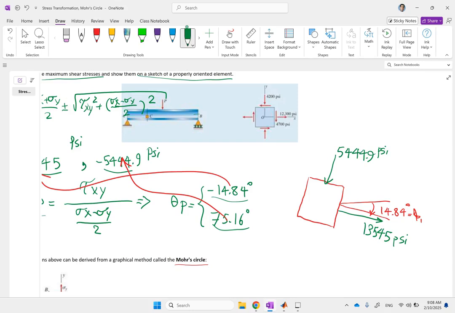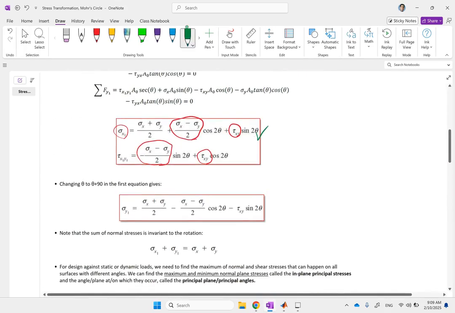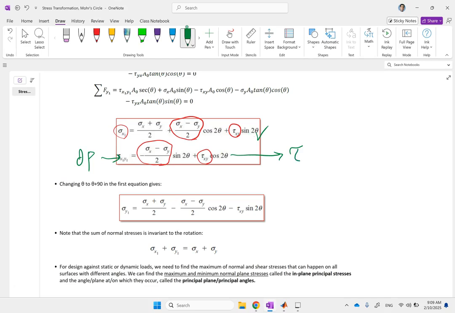Okay, and then one big question that comes up is, how much is the shear stress on these planes? So we found the normal stress on these planes, theta p1, and this one here, the angle of normal, this one is theta p2. But the question is, how much is the shear stress? And you can easily verify that if you plug theta p into the shear stress formula, tau x1y1 is going to be 0.